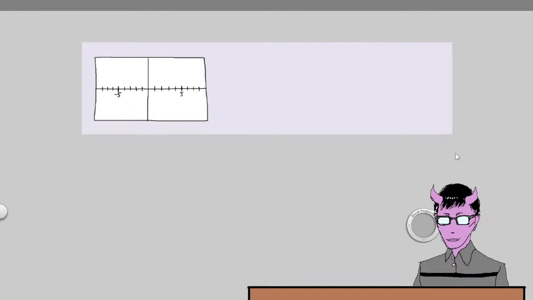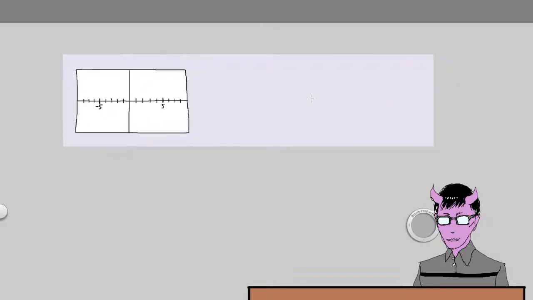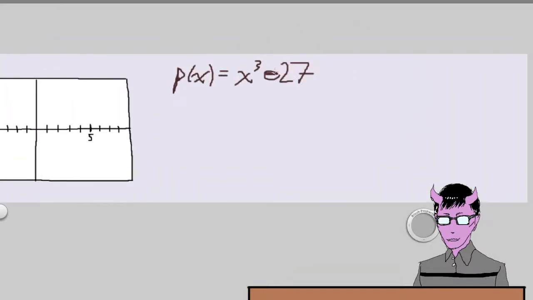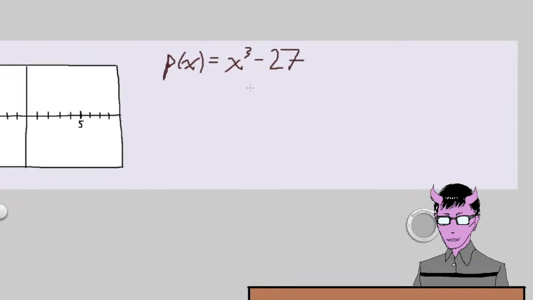Alright. So next graph up, next function up, we have p of x. P of x is equal to x cubed minus 27. I hope you recognize this one. This is a difference of cubes: cube number 1 and then cube number 2. So use your favorite factoring algorithm. You could still use synthetic division. It's very easy. But you could also just use the algorithm if you memorized it.